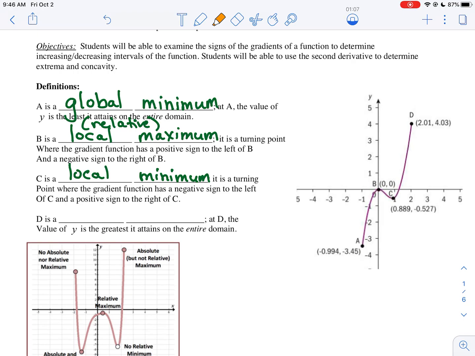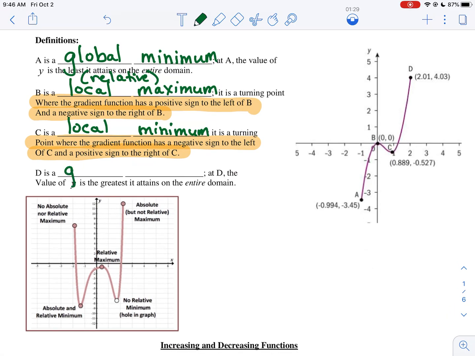Let me go back up here to B. It says it is a turning point where the gradient, which we know is the slope, changes from positive to negative. Okay, that's going to be important. And a local minimum is a turning point where the gradient or slope changes from negative to positive. That's going to be important.